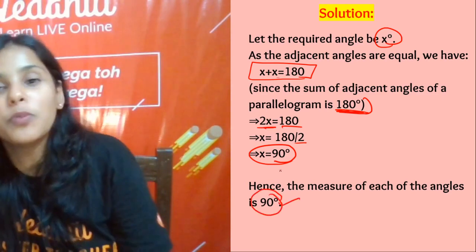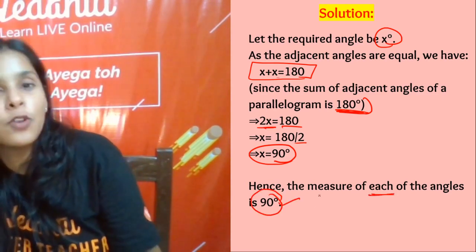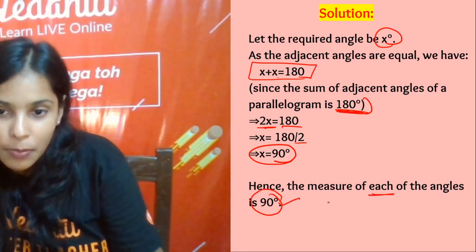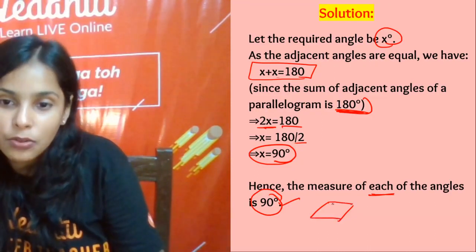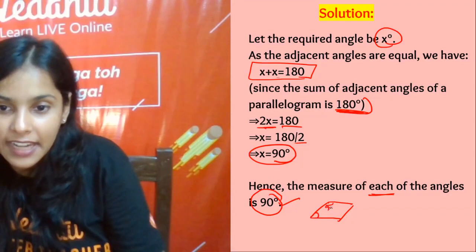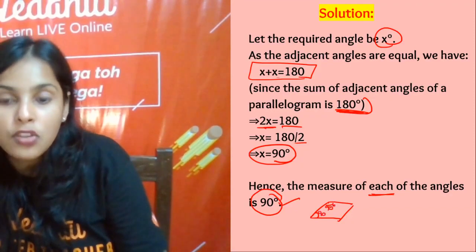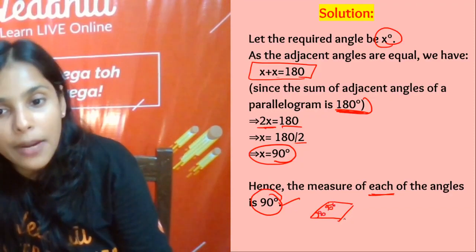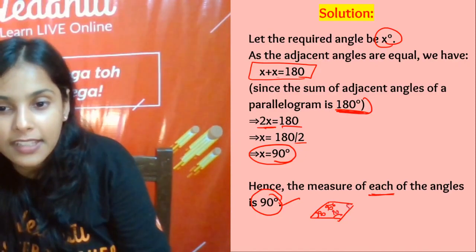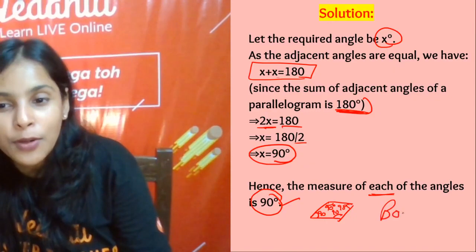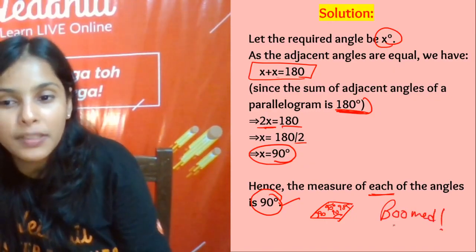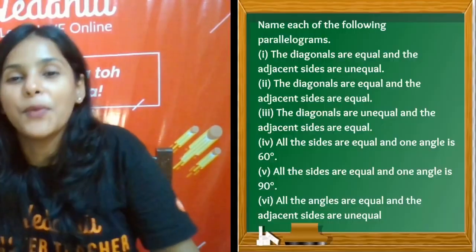Why did it say each? You need to understand that, because we have the parallelogram here. We know the adjacent angles are 90 and 90 because they are equal. We also know opposite angles in the parallelogram are equal. So this is 90 and this is again 90. I hope you have understood it. Do let me know if there is any problem in the question. Okay guys, now next question.